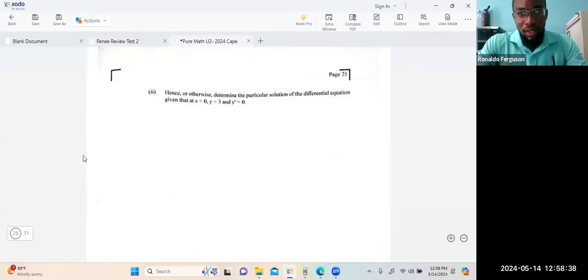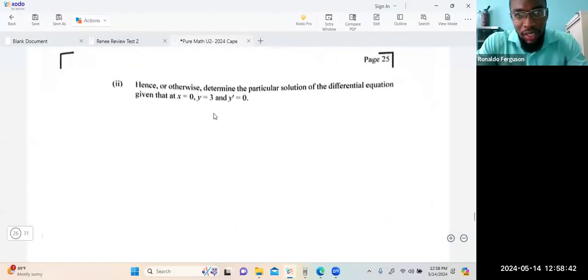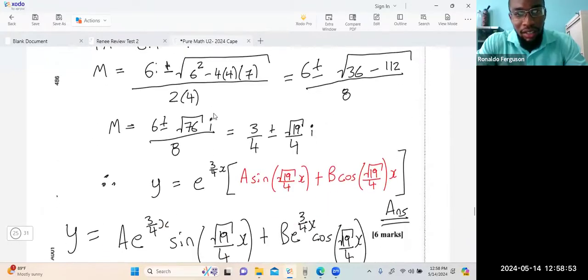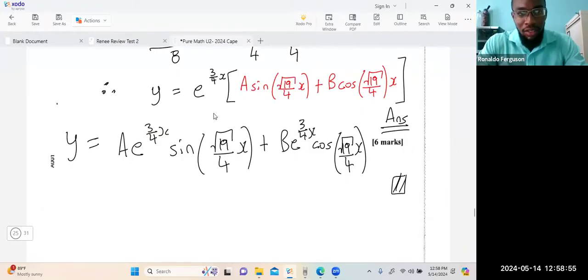That's no problem. Now they say hence or otherwise determine the particular solution when x is 0, y is 3. So when x equals 0, they told us y equals 3. So we're going to sub it in here. This is our solution for y.